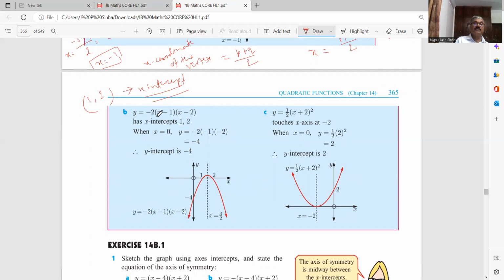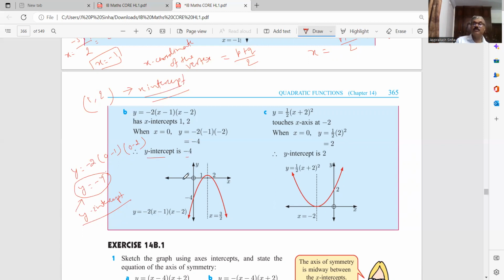For the y-intercept, we put x is equal to 0. Means y is equal to minus 2 times 0 minus 1 multiplied by 0 minus 2. So this is minus 2, minus 1 into minus 2 is plus 2, and 2 into minus 2 is minus 4. So y is equal to minus 4 is the y-intercept. Y-intercept means where the graph crosses or cuts the y-axis, and on the y-axis the coordinate of x is always 0. That is why we are putting x is equal to 0. So the y-intercept is minus 4.